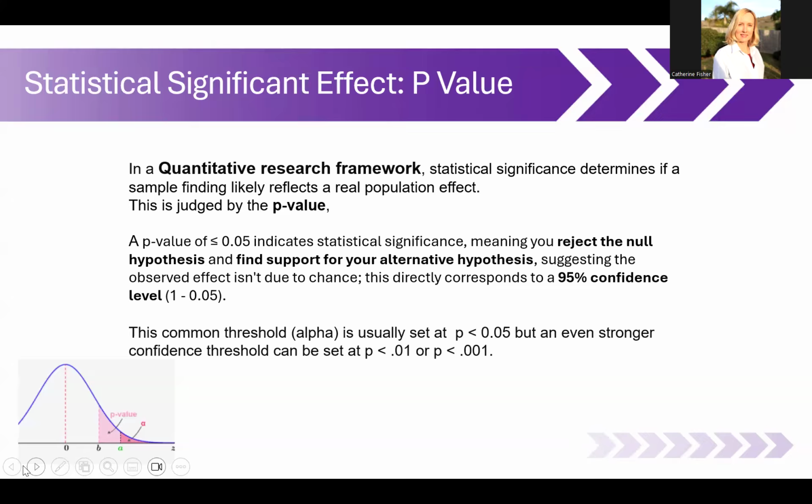Sometimes researchers will use an even smaller margin, maybe a 98% confidence level, right? Maybe a p equals less than 0.01.